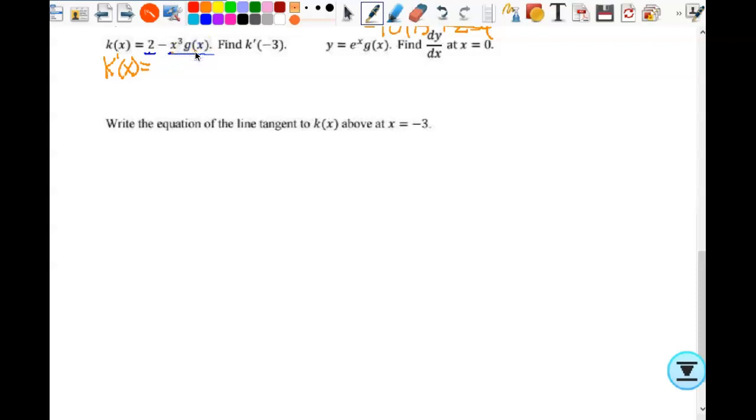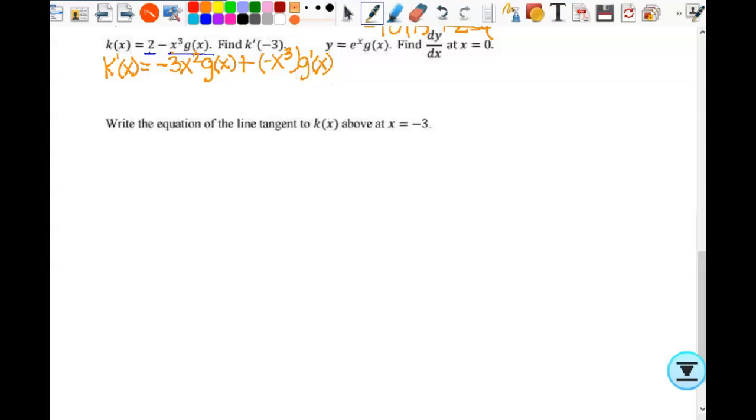When I start my product rule, do I take the derivative of the first or the second? The first. So the derivative of negative x cubed is what? 3x squared. Good. And then what do I multiply that by? G of x. Then do I add or subtract? Add. So then it's plus. What comes next? Negative x cubed. Good. Times what? G prime of x.